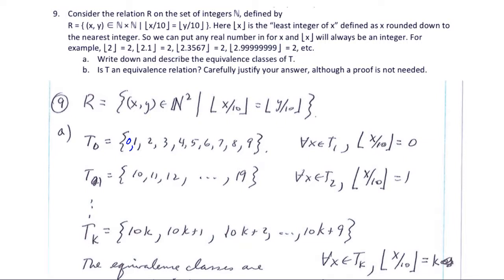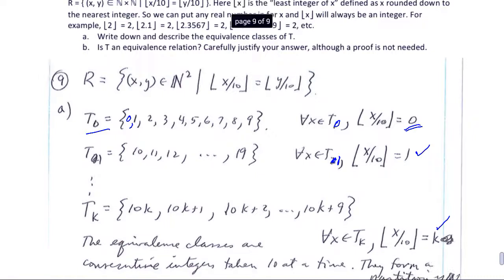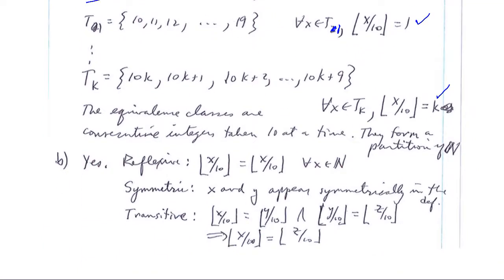So the elements in, boy, I gotta correct this. The elements in T0 round down to 0, the elements in T1 round to 1, and the elements in TK round to K. Okay? And so 0 to 9, 10 to 19, 10K all the way up to 10K plus 9 when we go to K. So these are the equivalence classes, and they are consecutive integers taken 10 at a time.